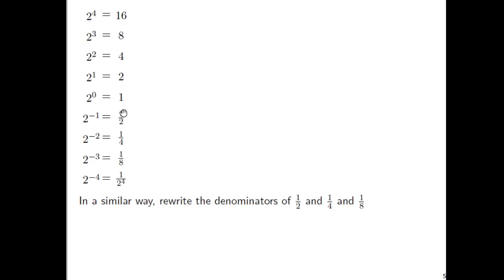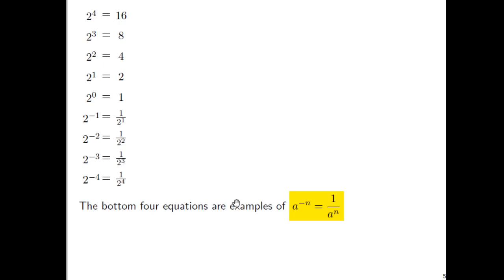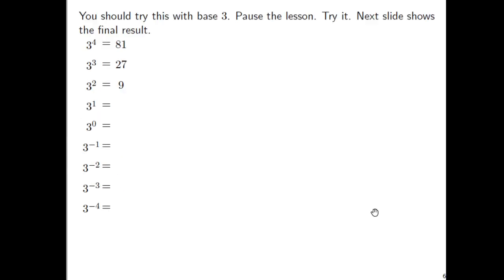In the same way, these other ones, 1 over 2, 1 over 4, 1 over 8, I'd like to rewrite how the denominator looks. I won't touch the numerator, it'll just be 1 each time. But I'll rewrite this as 1 over 2 to the 1, and then 1 over 2 to the 2, 1 over 2 to the 3, and so on. There's a good reason to do this, because these bottom 4 then, we can notice the following pattern, that a to the negative nth power equals 1 over a to the nth power.